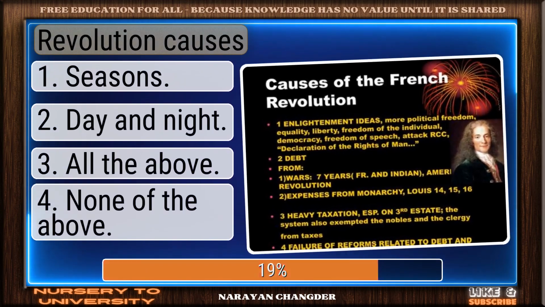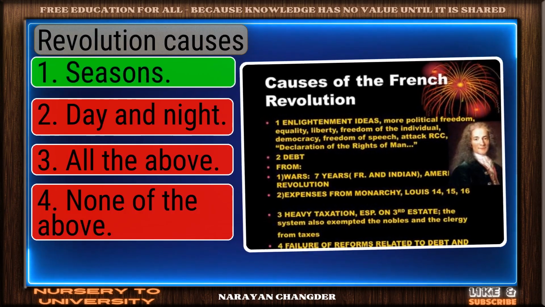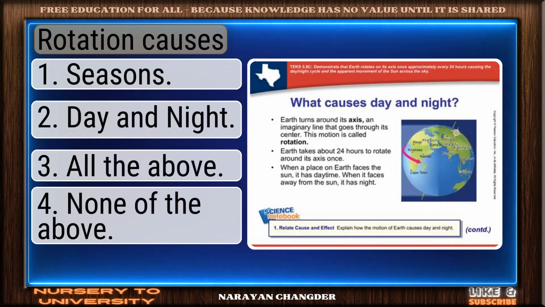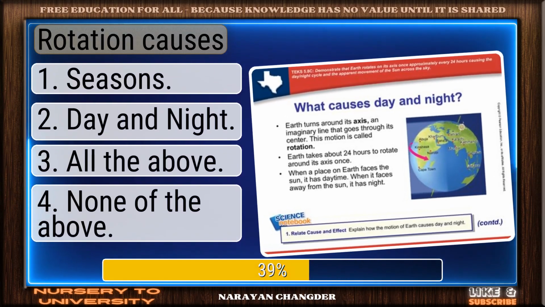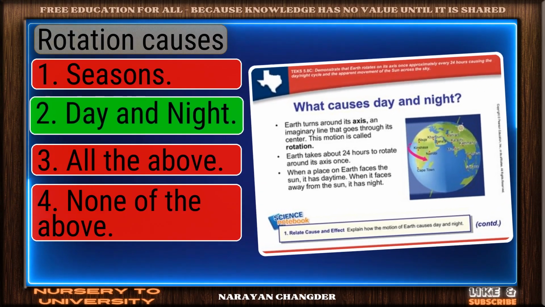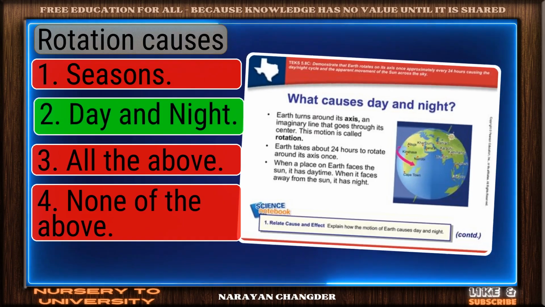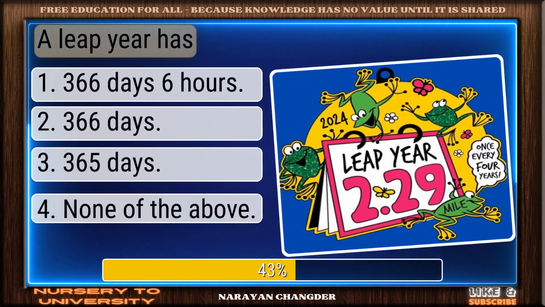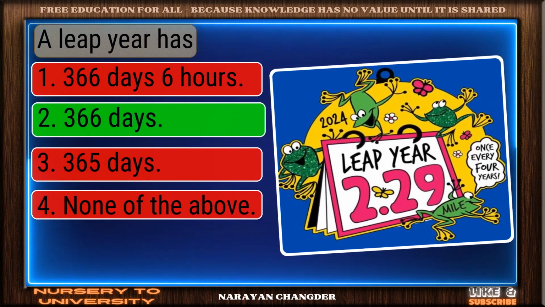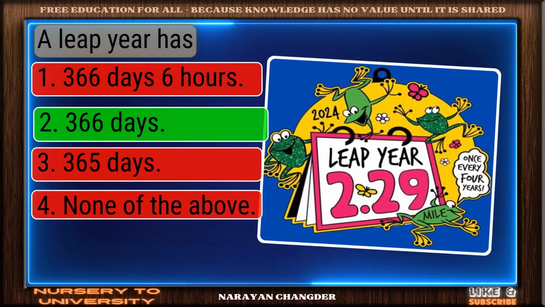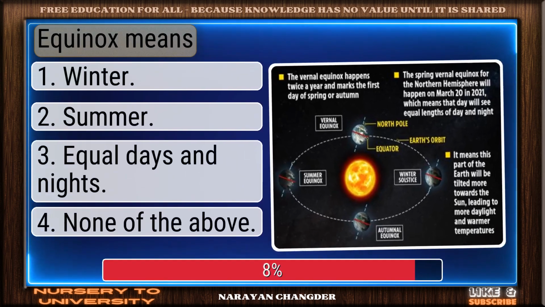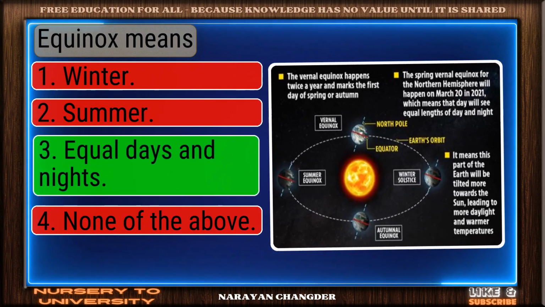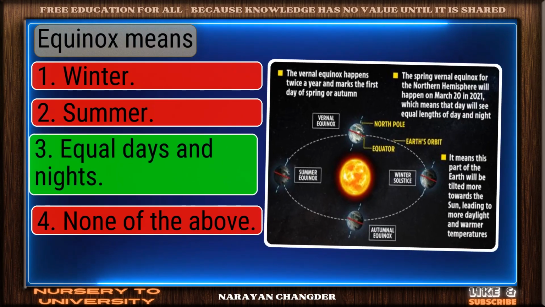Revolution causes. Correct response. Seasons is the most accurate answer. Rotation causes. Sharp thinking. Day and night is the right choice. A leap year has. Correct. 366 days is the right answer. Equinox means. Excellent. Equal days and nights is a brilliant choice.